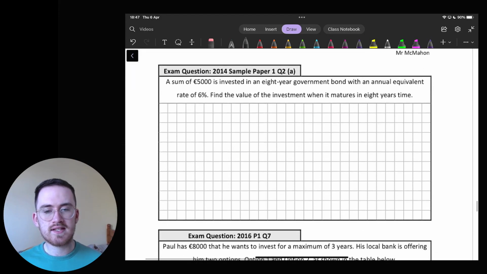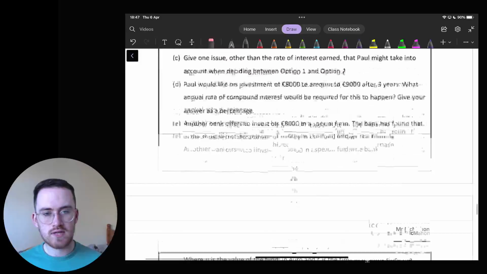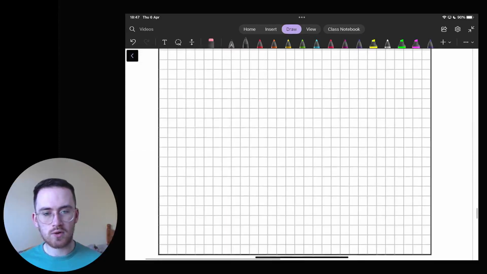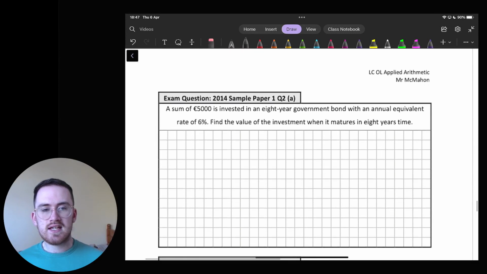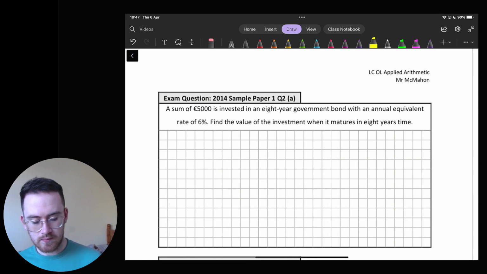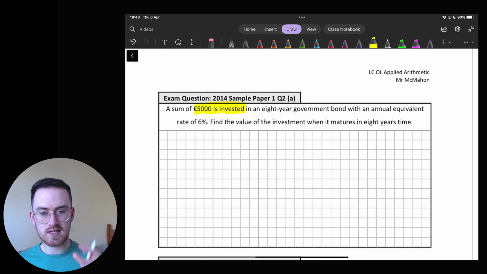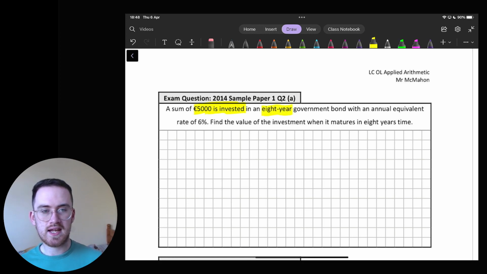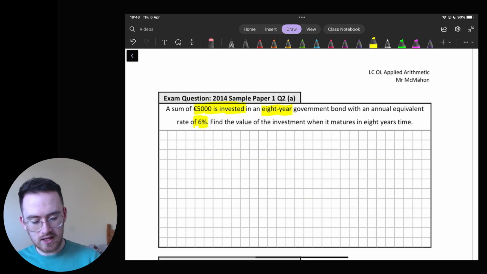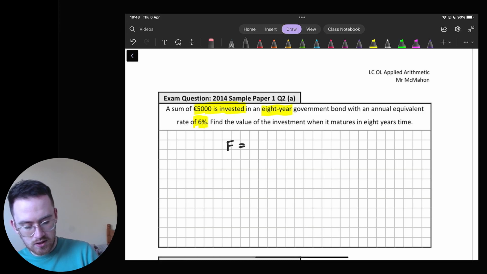Okay, so looking at an exam question of these, then we'll do I think two exam questions. Yeah, one longer one. So looking at this first exam question, a sum of €5,000 invested in an 8-year government bond with an annual equivalent rate of 6%. Find the value of the investment when it matures in 8 years' time. So let's see what's important here. 5,000 is invested, so that's put in at the minute, that's the present value, that's the principal. 8-year government bond, so that's my time, a length of 8 years. My annual rate is 6%. We want to know the value of it in 8 years' time, so I'm looking for F.